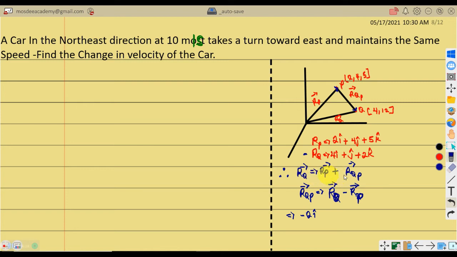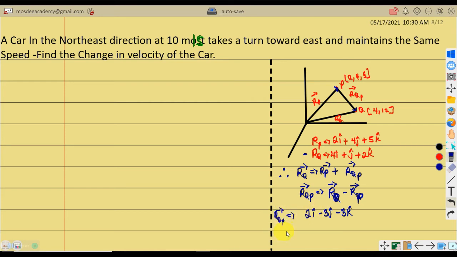Because, please, I hope you guys can see the mathematics aspect of this. So what should I have there? I'm subtracting this from this. 4 minus 2 is nothing but 2i cap. Then here, j cap minus 4 cap, that is negative 3j cap. Then the last one, 2 minus 5, is also negative 3k cap. So that will be the value of the answer of the position vector RQP. So directly, that is the answer for this.